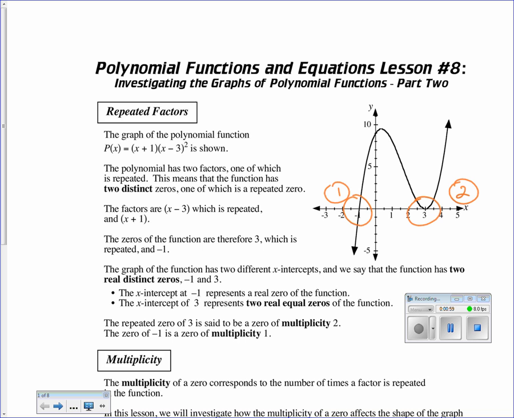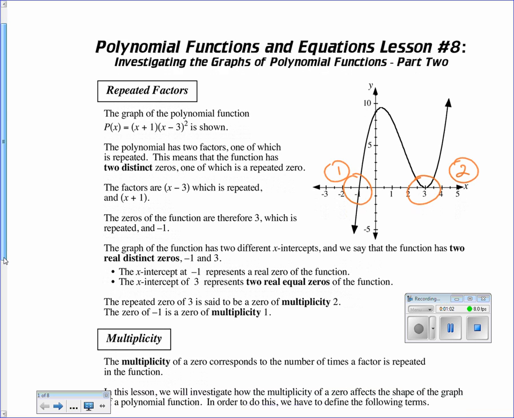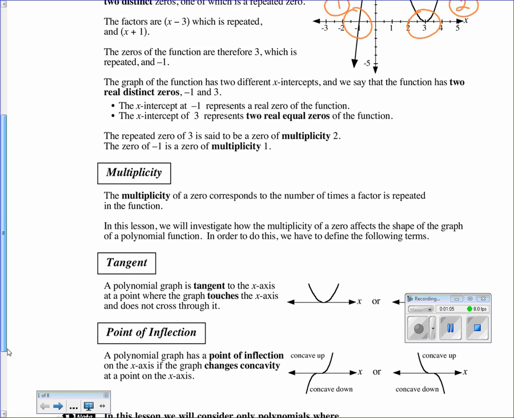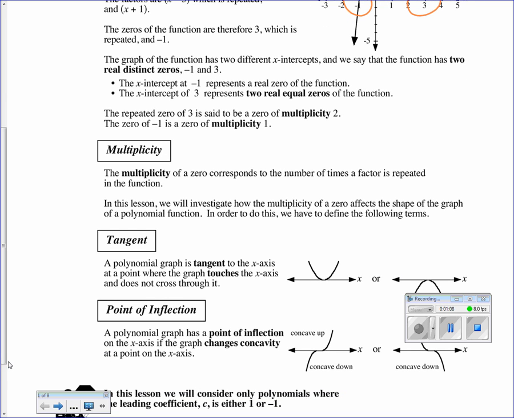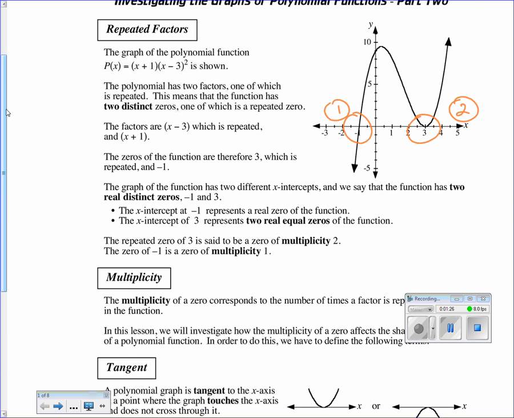Some discussion is presented there. So the multiplicity of a 0 corresponds to the number of times the factor is repeated in the function, and it ends up with some weird behavior on the graph. A multiplicity of 1 is a crossing of the x-axis, like we saw up on top. Multiplicity of 1 is a crossing. A multiplicity of 2 counts for a double root. It actually touches and bounces back, and it gives me the idea of a minimum or possibly a maximum, depending on which way it opens.